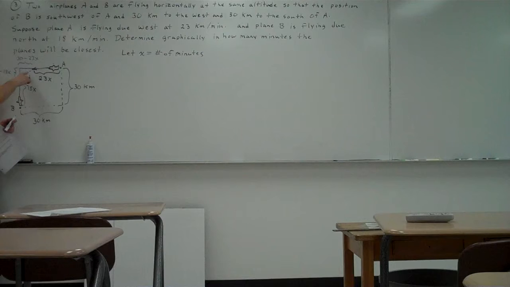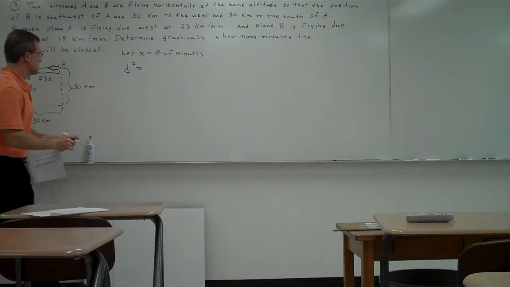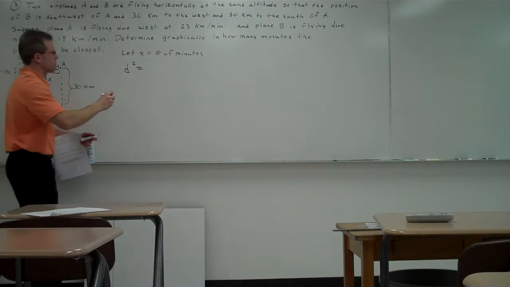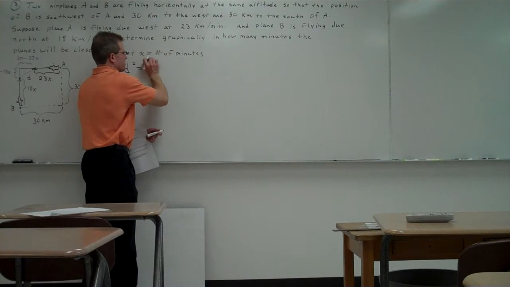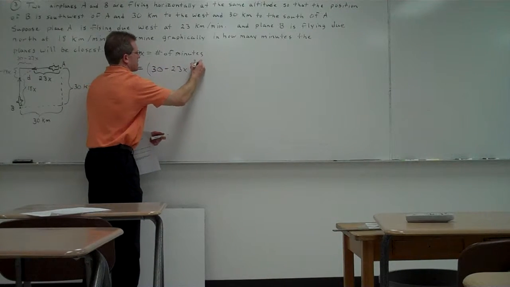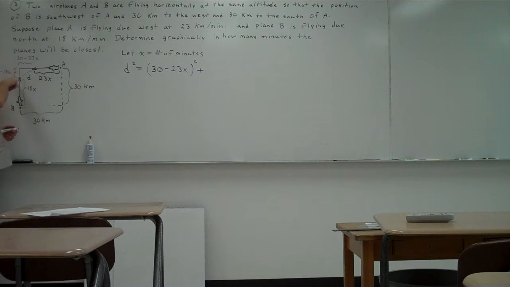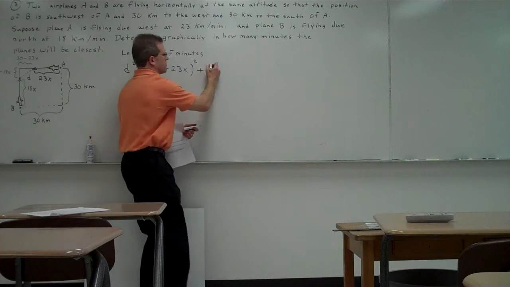So, how can I set up some type of an equation using the purple triangle to find a distance for D? Pythagorean theorem, yeah. It'd be like a squared plus b squared equals c squared. So let's start with D. I'm going to write it like this. Our diagonal, or our distance squared, is going to equal the top leg, 30 minus 23x quantity squared, plus the left leg, 30 minus 18x quantity squared.